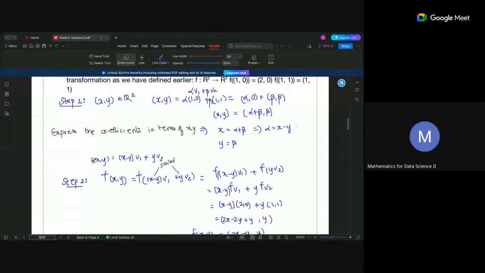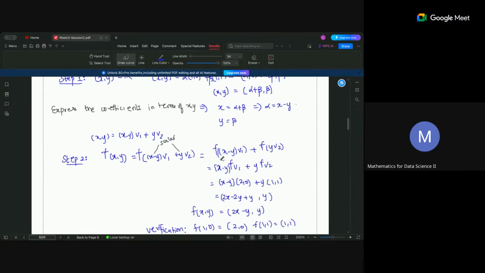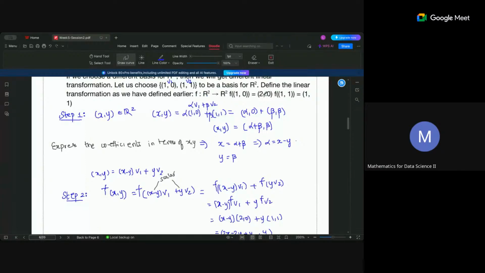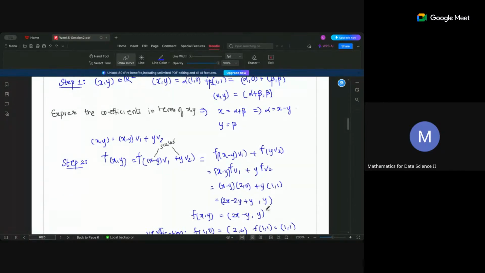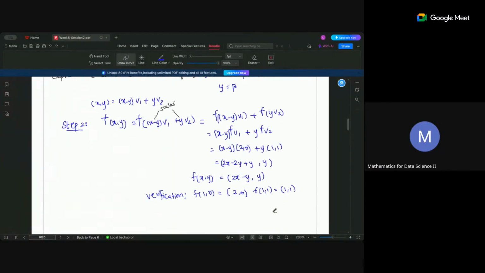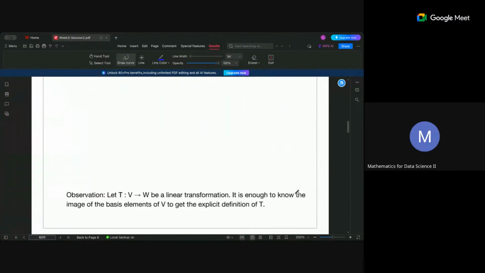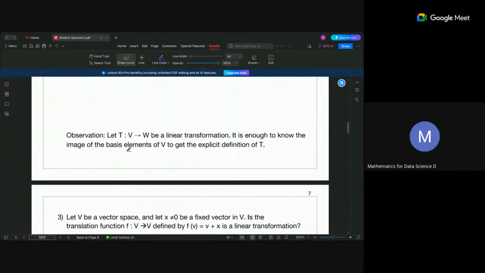Then you apply the linear transformation on both sides. Apply the linearity property and then substitute the given values of the linear transformation. Simplify, get the final answer. If you want to check your answer, you can verify it using the basis given to you. Okay, fine. So what is the observation?